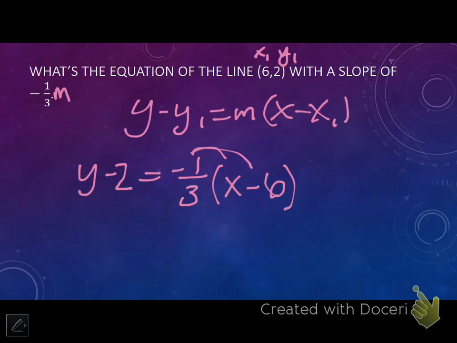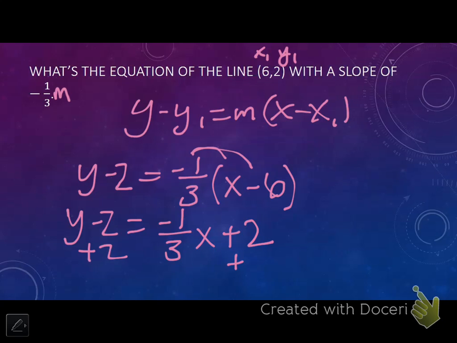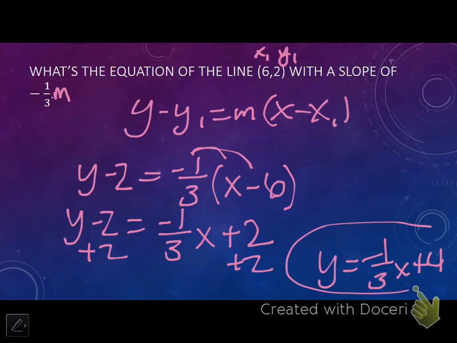Okay, let's go ahead and solve it to get it into slope-intercept form. So we get negative 1/3 x plus 2, because 6 divided by 3 is 2. Got to add 2 to both sides to get y by itself. There's my equation of my line in slope-intercept form.